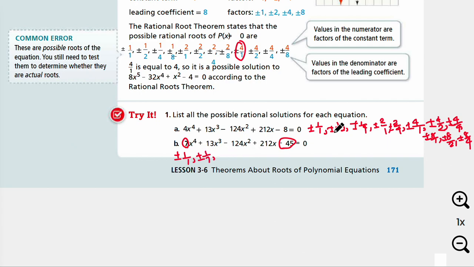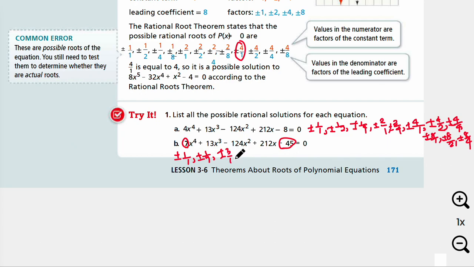As you notice, plus or minus 1 over 1 could be a possible solution for any polynomial, right? So when you're checking for possible solutions and you don't have enough information, maybe you can check 1 first or -1 first, and that's a really good start when you have to guess and check. Okay, anyway, let's continue on.